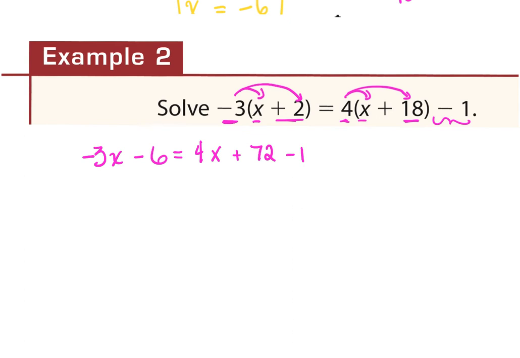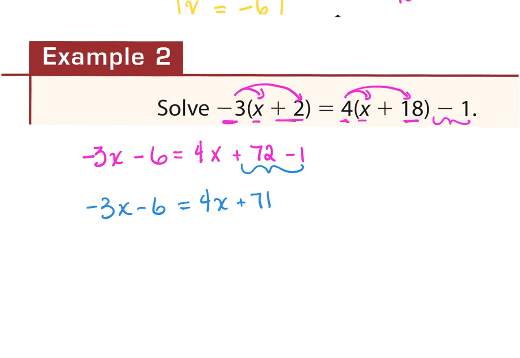Now, is the right side as simple as possible? No, it is not. I have like terms. So I would want to combine these before I moved on. So the left side is as simple as it gets. The right side, I'm going to do 72 minus 1. And now those are simple.